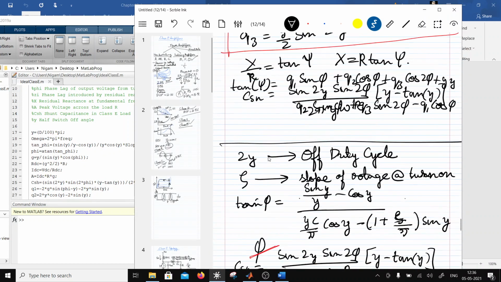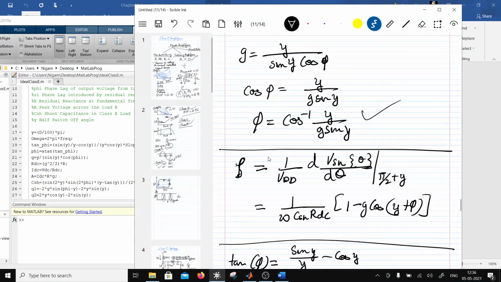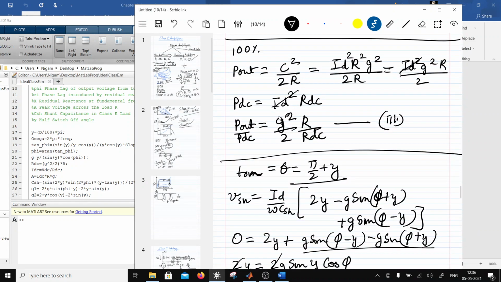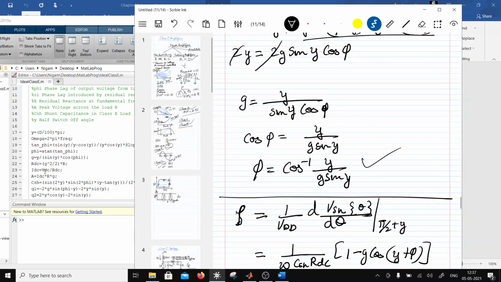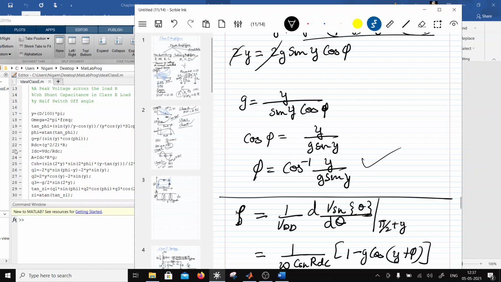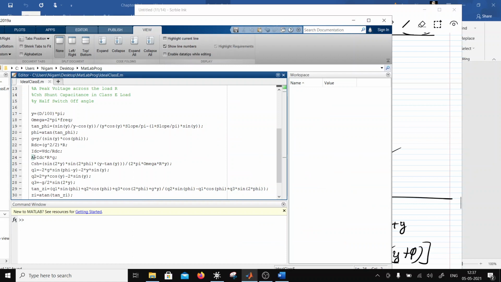Okay, so basically if you have g, you have got r square by 2 r by rdc equal to 1. So rdc equal to g square by 2 into r. So I have got rdc. Then idc is equal to vdc by rdc, so this will be the dc current. Once you have dc current, r and g, you can find out the amplitude c. Okay, and then once you have phi, you can also find out the shunt capacitor csh.